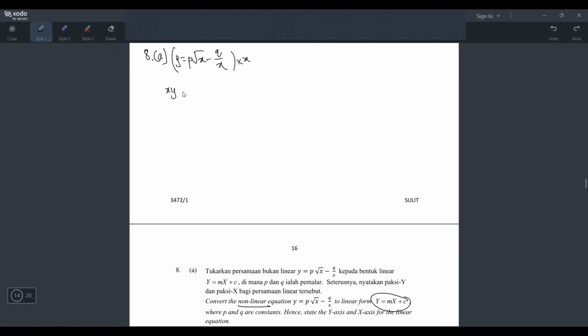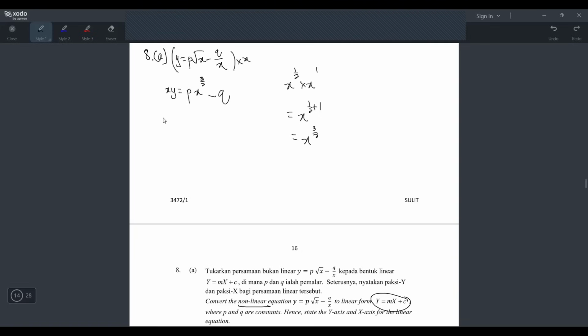So now it becomes xy. And what is p square root x times x? It will become p x power 3 over 2. The reason is because when you multiply with x, you are taking x square root, which is power 1 over 2, times x power 1. And when we have the same base, the powers have to be added. So 1 over 2 plus 1, you get x power 3 over 2. That is why here I write x power 3 over 2. And then minus qx over x, the x and x cancel, you are left with q here. And this is your linear form.